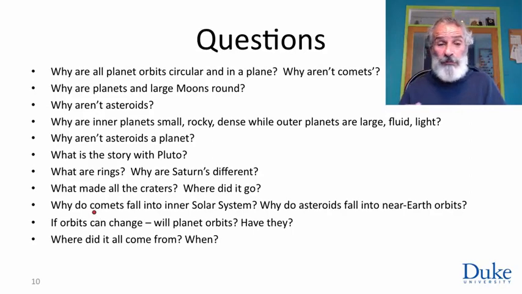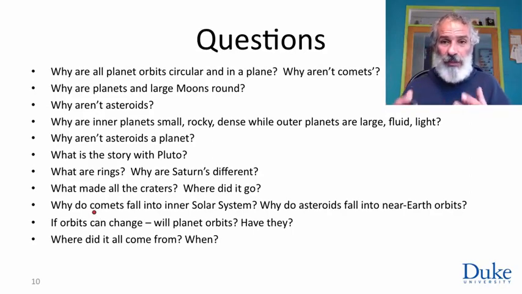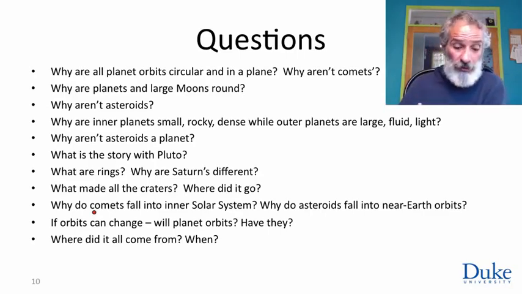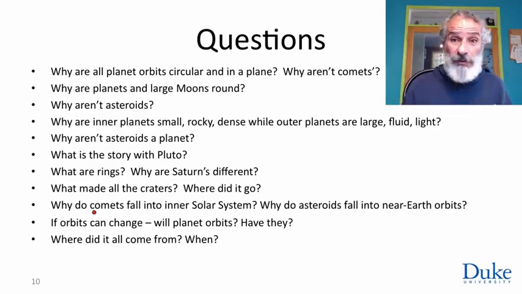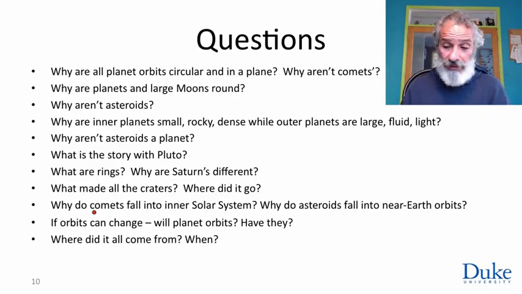Why do some asteroids move from the asteroid belt into orbits that bring them very near Earth? We keep hearing of near-Earth asteroids and their potential for collisions. And if orbits can change, if something can move from a comfortable orbit out in the Oort cloud and come crashing into the solar system, will the planets' orbits change? Will the solar system remain in its current configuration? Have planetary orbits changed? Was the solar system always the way it is now?